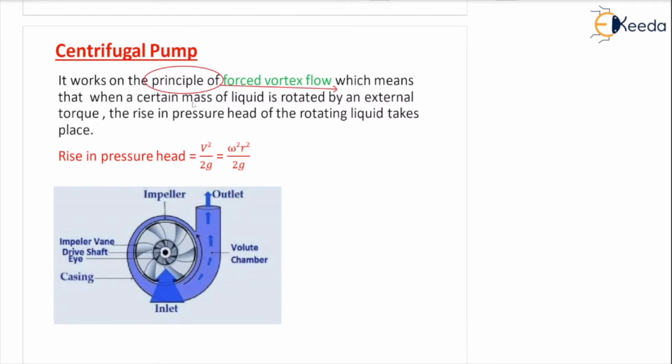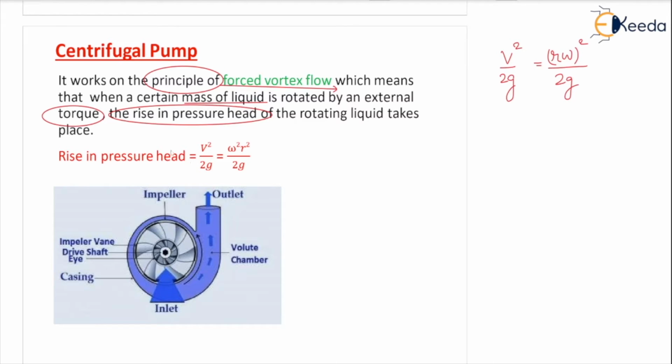rotated, this mass of liquid is very important. Certain mass of liquid is rotated by an external torque. That's what I told you. The rise in pressure head of the rotating liquid takes place. So there will be a rise in the pressure head. What is pressure head? P by rho g. So rise in the pressure head will be equal to V square by 2g. And we know that V equal to R omega. So R square omega square by 2g.